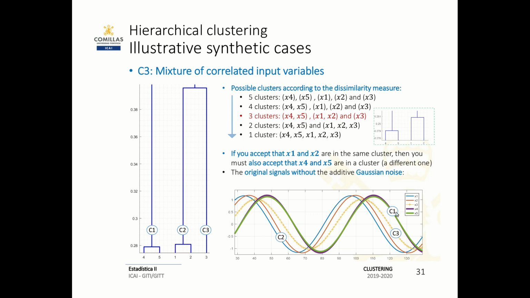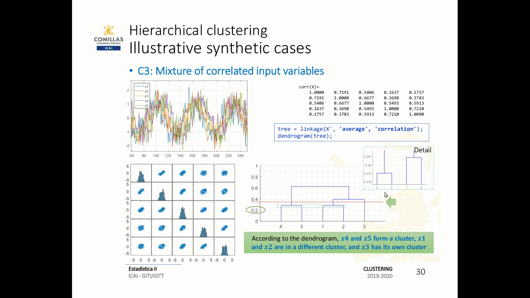So we see that cluster 1, which is the most similar within itself, is made of signals 4 and 5, which are really close to each other. And then cluster 2 is made of variables 1 and 2, which are not as similar as x4 and x5, but they are closer. And then x3 comes a little bit in between. So this is what is represented here. x4 and x5 go together, then x1 and x2, and then x3 comes later.